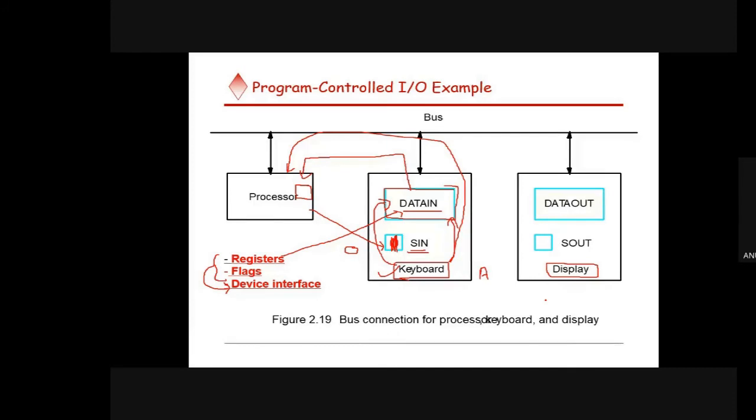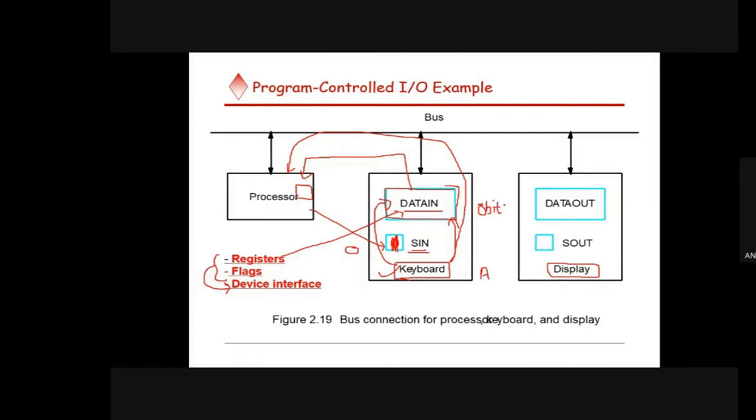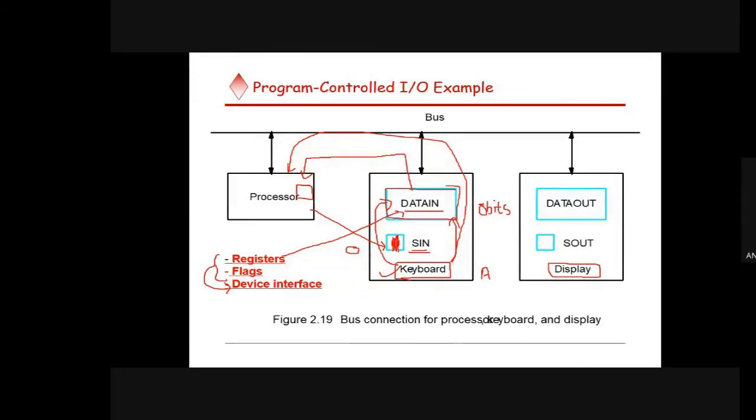So that is all about the input device. When you press A, that A comes into the data in register. Assume your data in register has only 8 bits of storage. When you press the first character, A fills the data in register, and it is full because one character takes 8 bits. Immediately the SIN flag is set to 1, and the data is taken directly to the processor register. That is with respect to the input device.